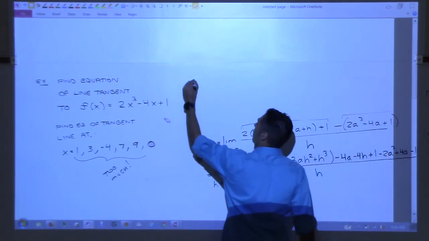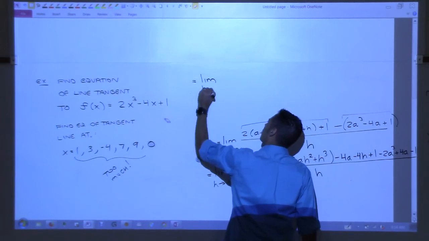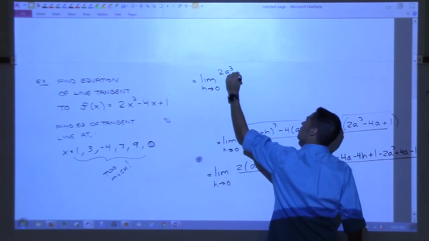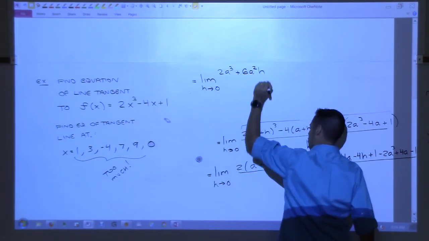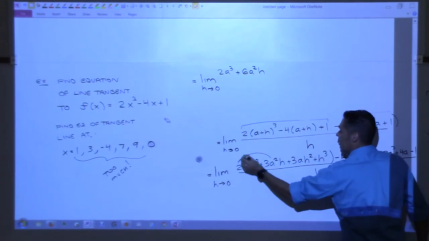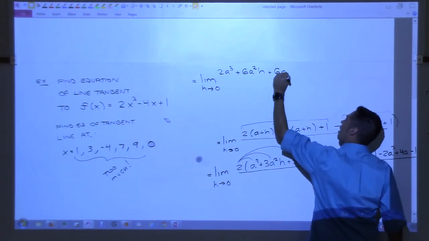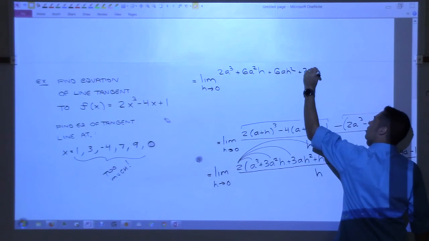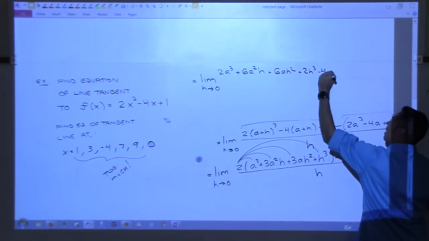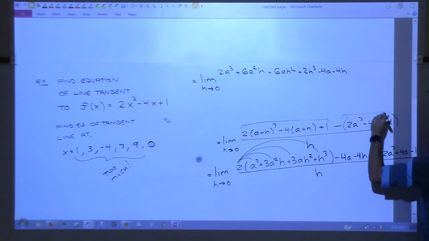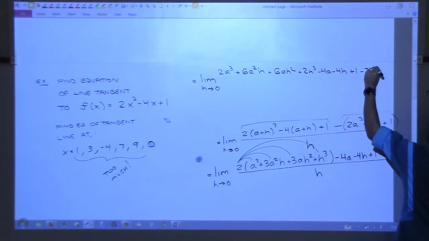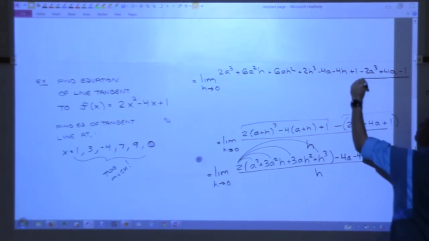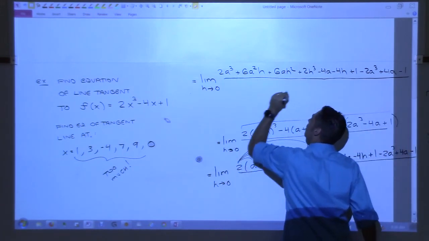All right. I'm going to do something now. What am I going to do? Distribute that 2 through, right? So 2a cubed plus 6a squared h. So I did here, now this one, plus 6ah squared. Now this one, plus 2h cubed, minus 4a minus 4h plus 1 minus 2a cubed plus 4a, almost there, minus 1. All of this over h.